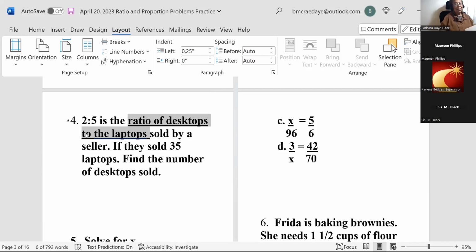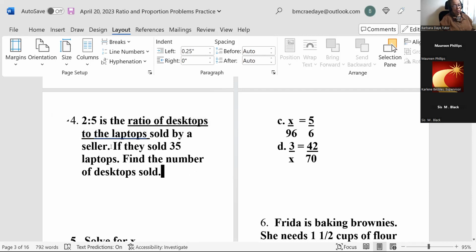Anybody got the answer? How many desktops did you sell? Okay, Maureen, you got an answer? It sold 35 laptops. Right. And then how many desktops did you sell?